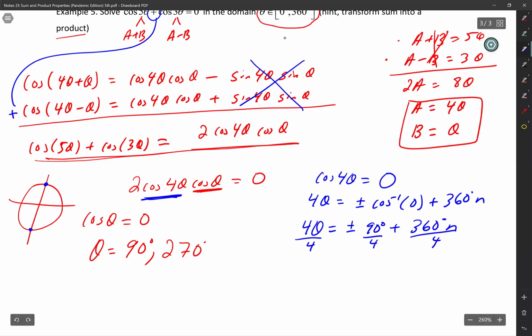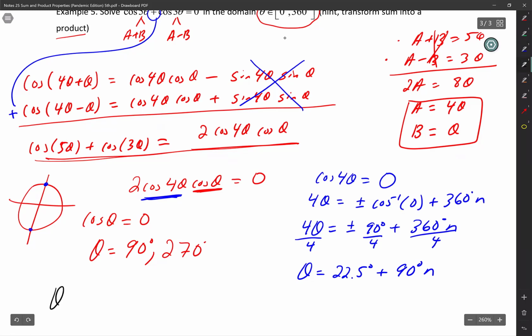Let's see if we can do this without a calculator, guys. Theta, 90 divided by 4, well, let's see. 90 divided by 2 is 45. So 90 divided by 4 is like 45 divided by 2. 22.5. Maybe we would have been faster with a calculator. I don't know. All right. Let's get all our answers.